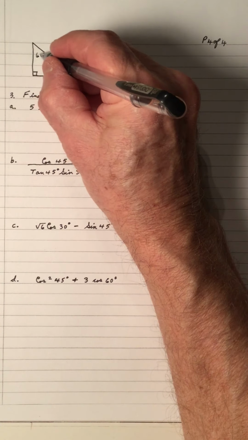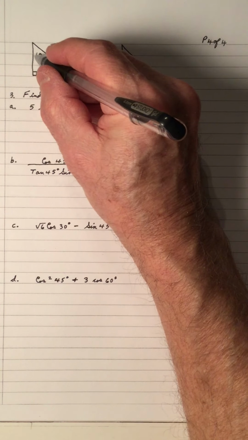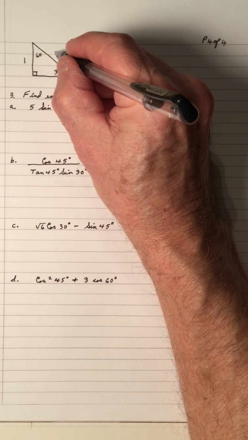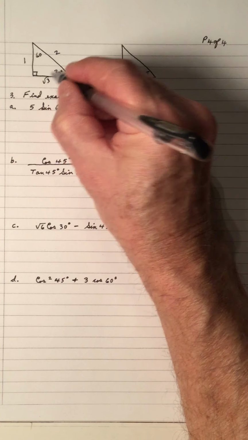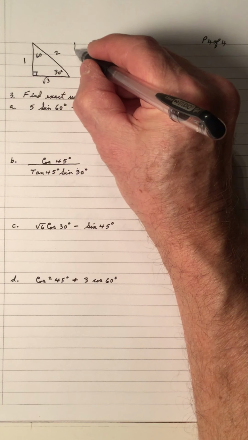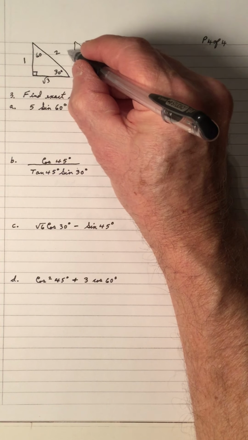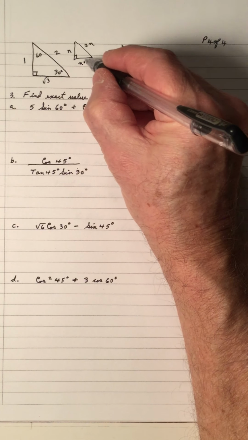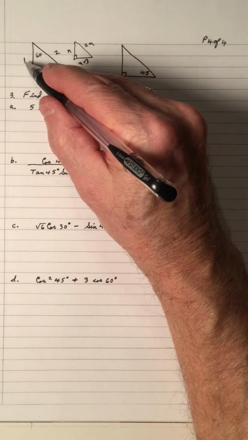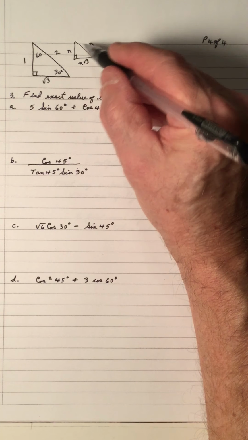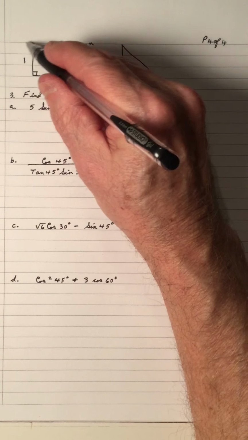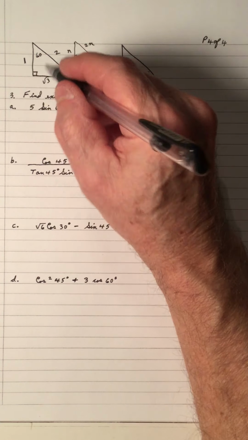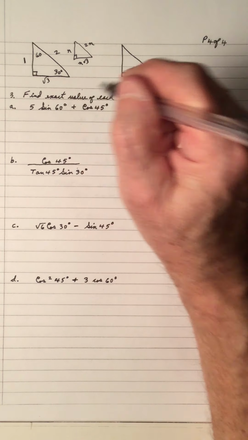What I do, this is 60. What I do, instead of going n, I go 1, 2, root 3. Because what I did, if you think about it, I said that was n, that was 2n, and that was n root 3. When I'm doing trig, I let n be 1. So if n is 1, that's 1. N is 1, that's 2. N is 1, that's root 3. I used a 1, 2, root 3 triangle. It's easier to use this triangle when doing sine, cos, and tan.